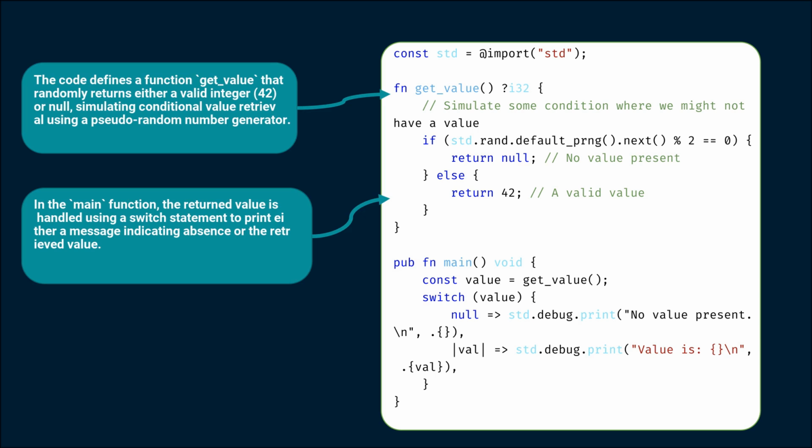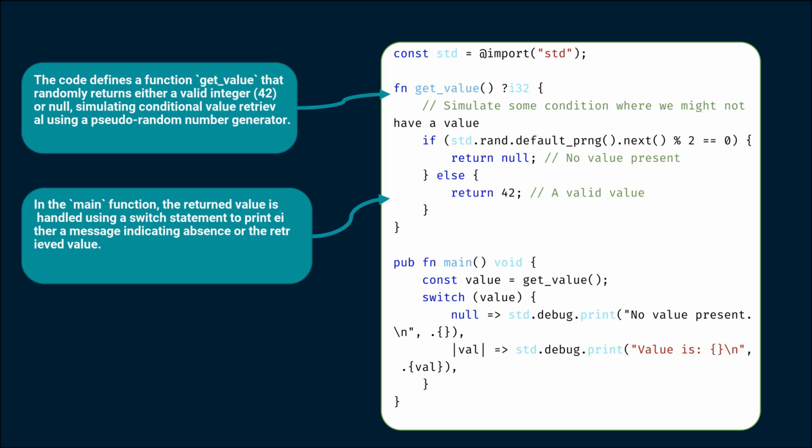Within the main function, we invoke getValue and use a switch statement to handle the return value safely. This structure enables the program to perform different actions depending on whether the value is null or holds a valid integer. If the value is null, the output will convey that no value is present, highlighting how optional types help in preventing null pointer exceptions. Conversely, if a valid integer is returned, it displays that value.